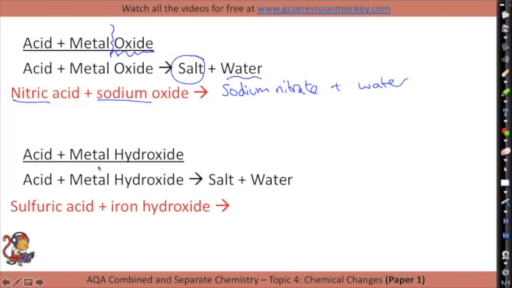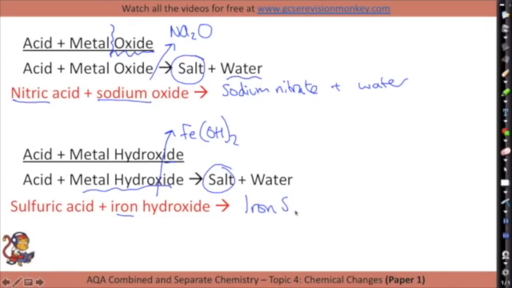It's very, very similar, and we've got a metal hydroxide here. So whereas this was sodium oxide, which is Na2O, this time we've got a metal hydroxide, which in this case is iron hydroxide, which is Fe(OH)2. So it's the OH hydroxide we've got now, but same way it produces a salt plus water. So this time the metal is iron and we're using sulfuric acid, so we make iron sulfate plus water.